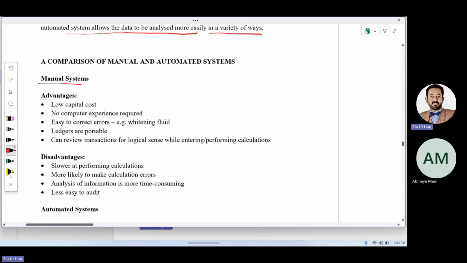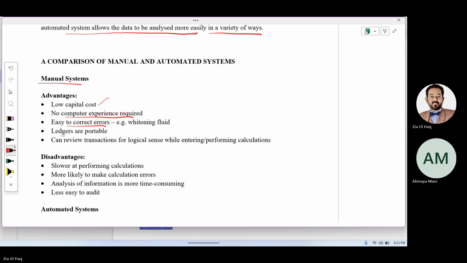Obviously, if you are moving towards software, you have to bear software cost. In manual, it will be less costly. No computer experience or training is required for the user. The accounting staff don't need to be trained in how to use the software. Easy to correct errors, because if in computer you have entered the wrong amounts or wrong transaction, it is very difficult to trace and correct them. In manual, you can easily find the errors and correct them.